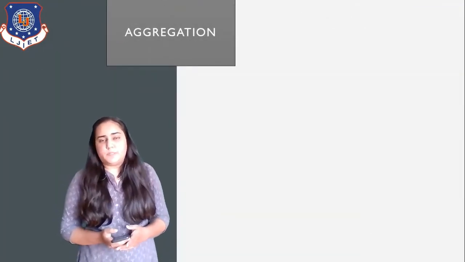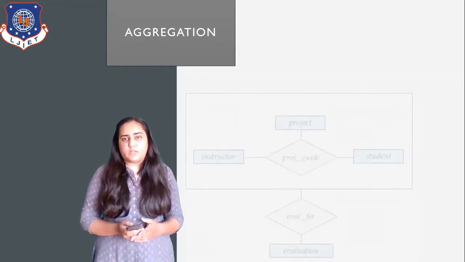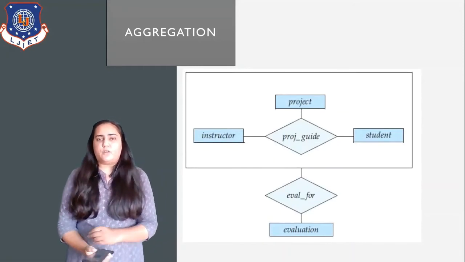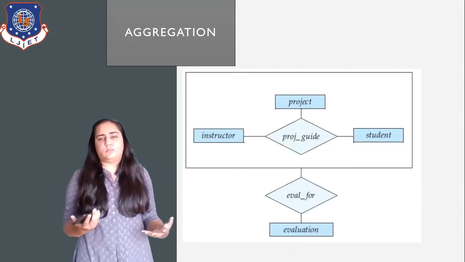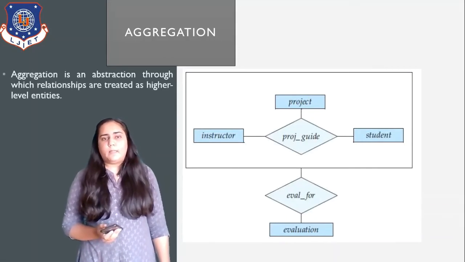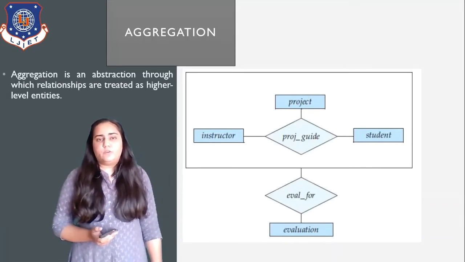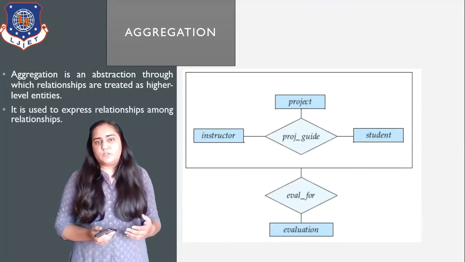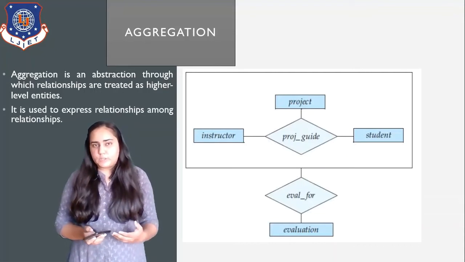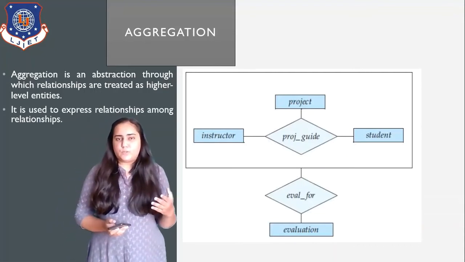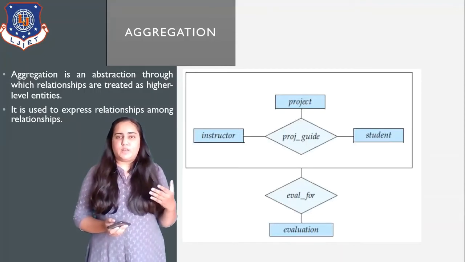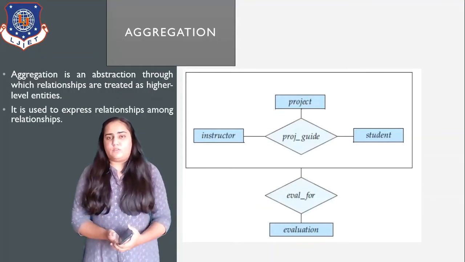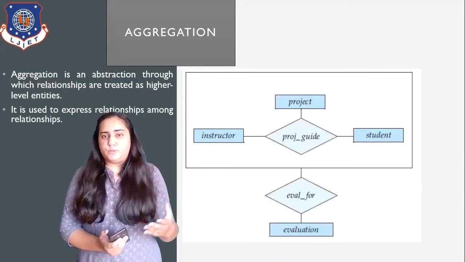This is the last concept in an ER model. It is aggregation. And aggregation, you can say that it is a form of a quaternary relationship shown in a better way. So aggregation is an abstraction through which relationships are treated as higher level entities, and it is used to express relationships among relationships. So if you have one relationship and you want to express the relationship of that relationship set with another one, then that is what aggregation will help you to do.